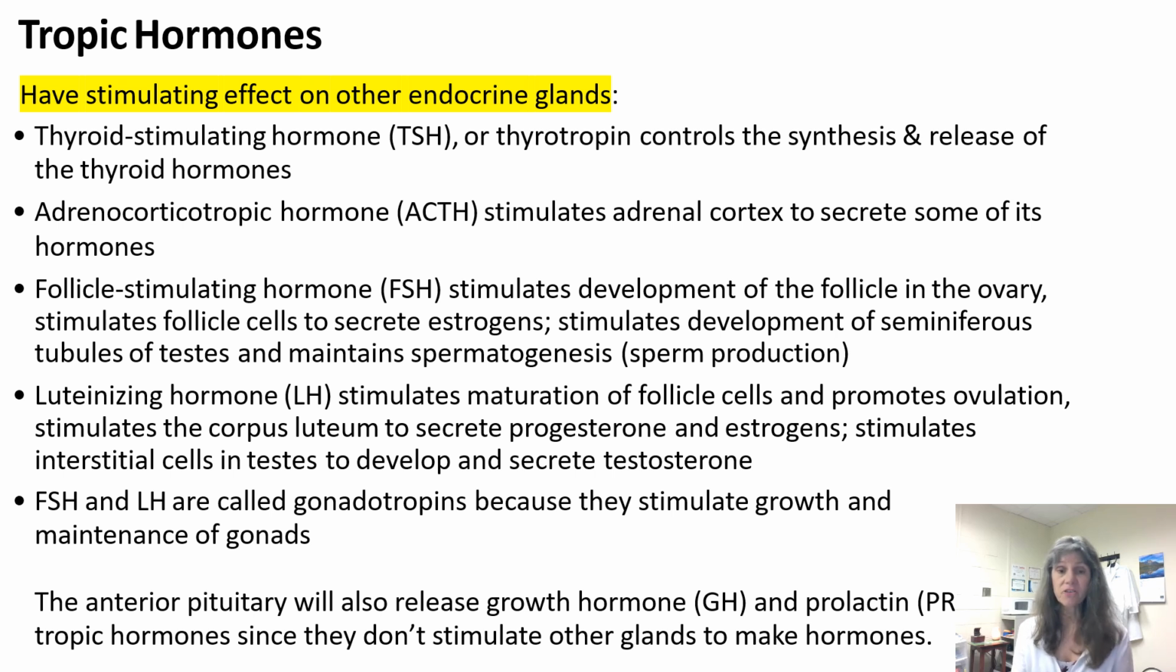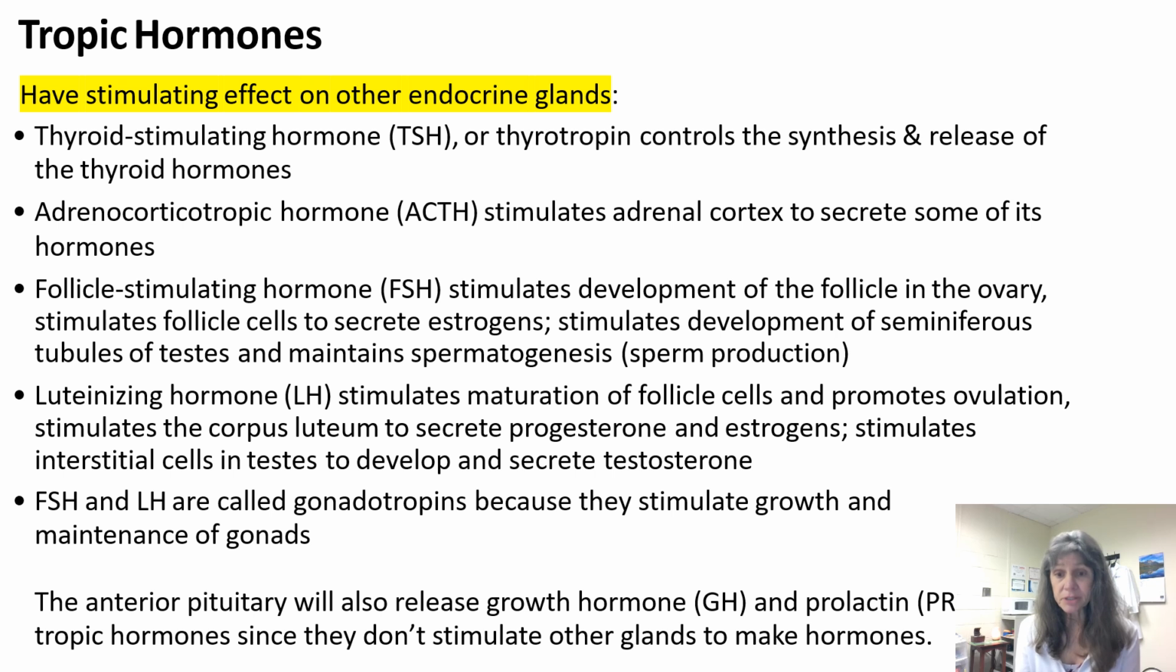And it also has an effect in males that it causes special cells known as interstitial cells in the testes to produce and secrete testosterone. Follicle stimulating hormone and luteinizing hormone are referred to as gonadotropins because they stimulate the growth and maintenance of the gonads, which are sex organs, testes and ovaries.